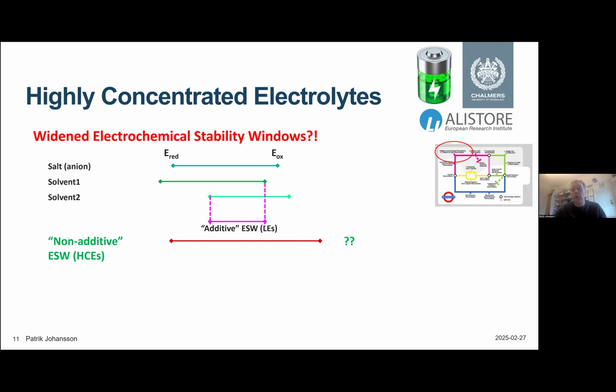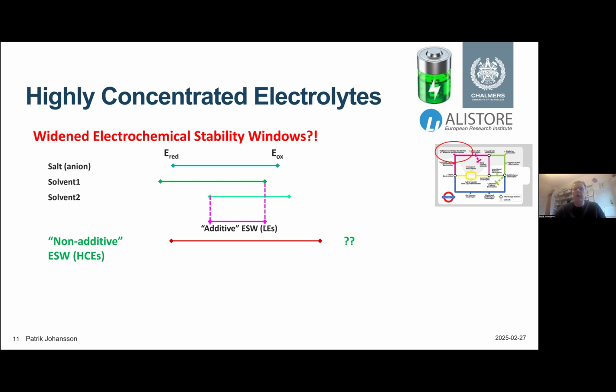You have maybe 2 solvents, and they are additive in narrowing the range, meaning that if something is being reduced at the high potential and something is being oxidized at a bit lower potential, that is what limits your electrochemical stability window for a conventional liquid electrolyte. But if you go for a highly concentrated electrolyte, the picture of these components being individual species breaks down because of this aggregate picture. And that means that for a highly concentrated electrolyte, there is no real way to predict how it actually will be.